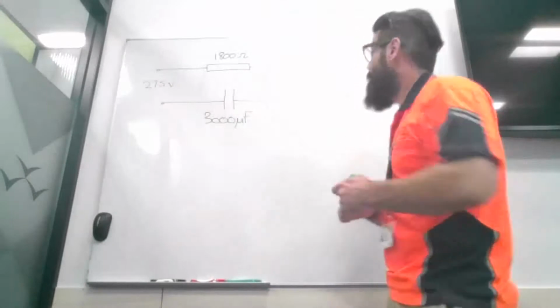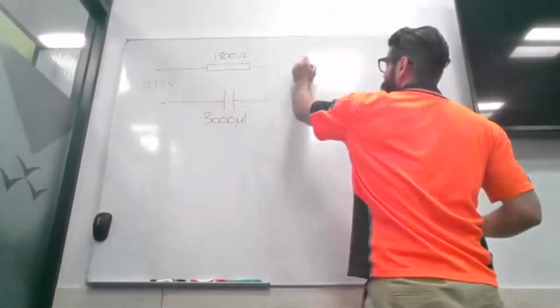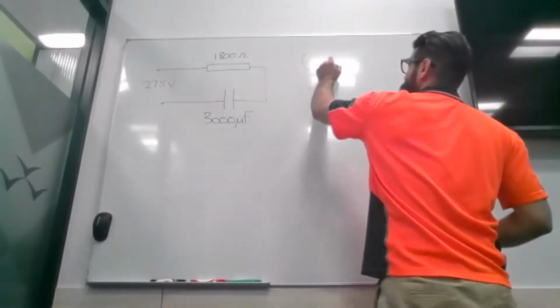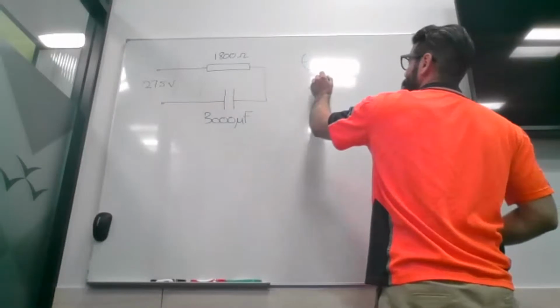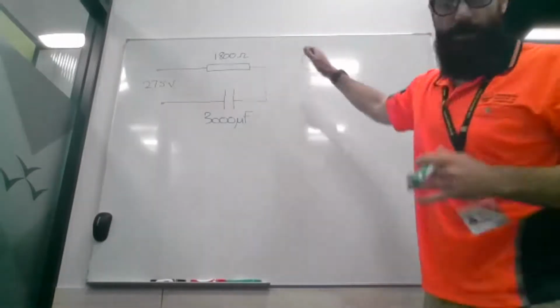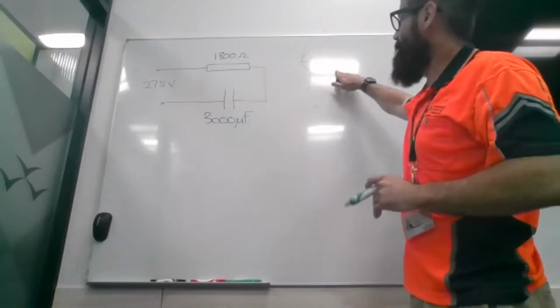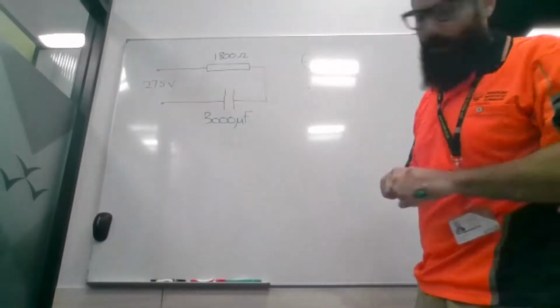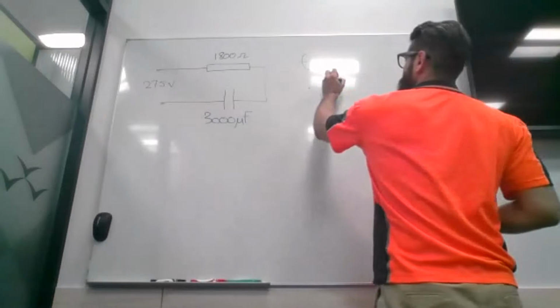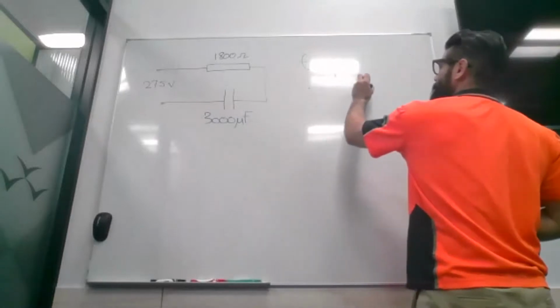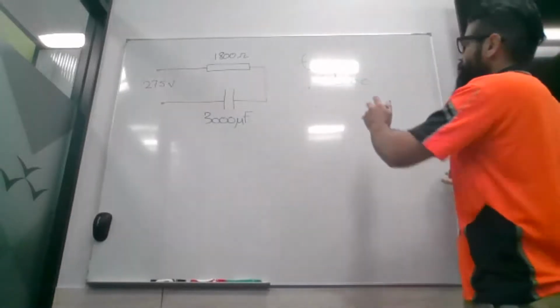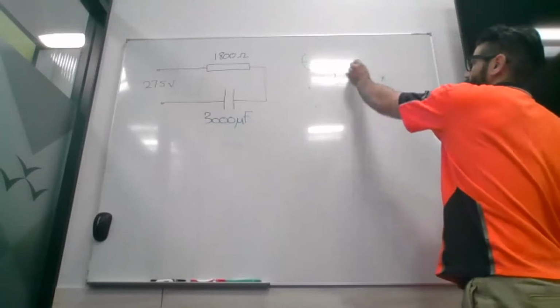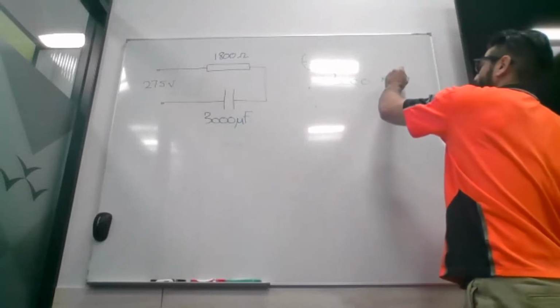The first part of that question says to calculate the time constant of the circuit and enter it in Canvas. So the time constant, if you remember, T equals CR. The time constant equals the capacitance times the resistance. So my capacitance is 3000 microfarads, and the resistance is 1800 ohms.